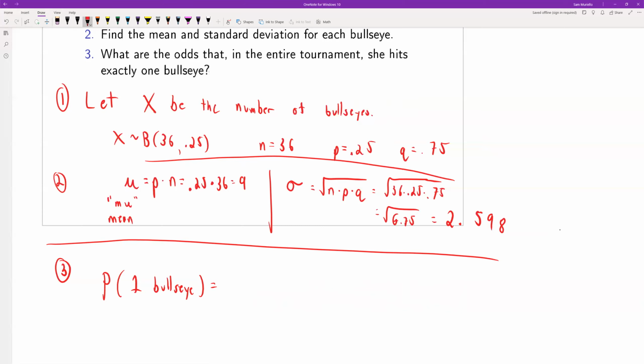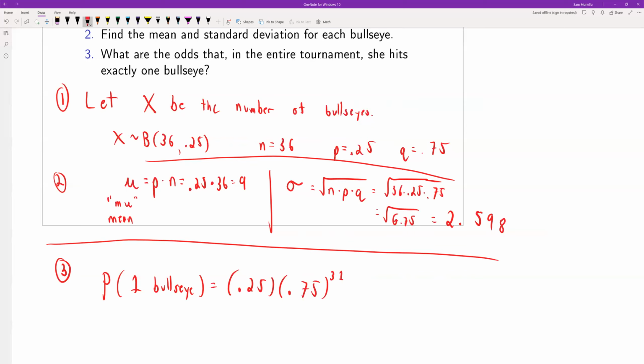Okay, so the probability of our 1 bullseye. If she's going to hit exactly 1 bullseye, she's going to have a 25% chance of hitting that bullseye, and then a 75% chance of missing, which we need to multiply 31 times because she's going to miss 31 times. So we can multiply this piece out here. So this will be a big number, 0.75 to the 31. And by a big number, I mean a very small number because of how much we're multiplying. So we've got 0.75 to the 31 times 0.25.